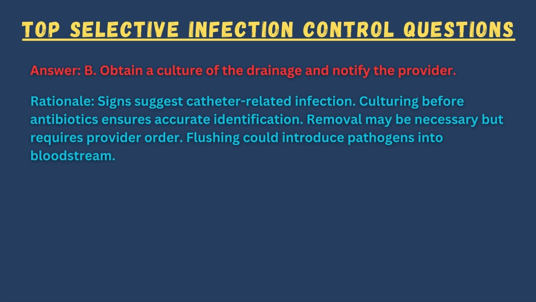Answer: B. Obtain a culture of the drainage and notify the provider. Rationale: signs suggest catheter-related infection. Culturing before antibiotics ensures accurate identification. Removal may be necessary, but requires provider order. Flushing could introduce pathogens into the bloodstream.